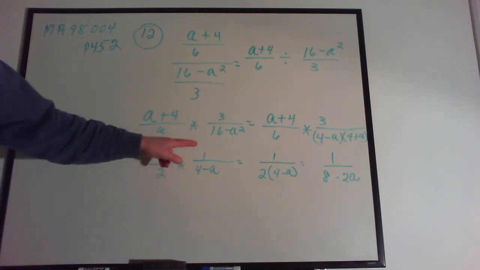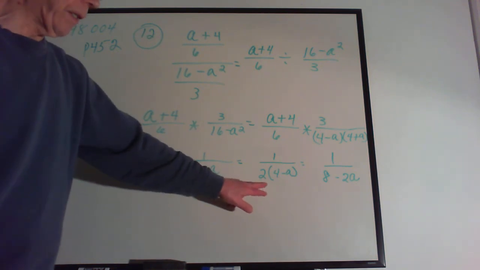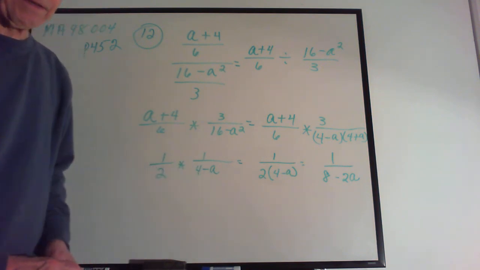All right, it's 1 times 1, which is going to give you 1. 2 times 4 minus a. You can leave it this way, but you're probably going to see it written that way. You must recognize that they are the same thing.